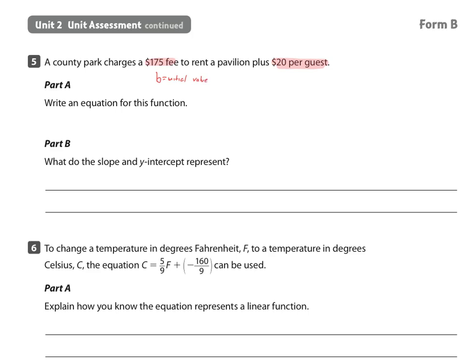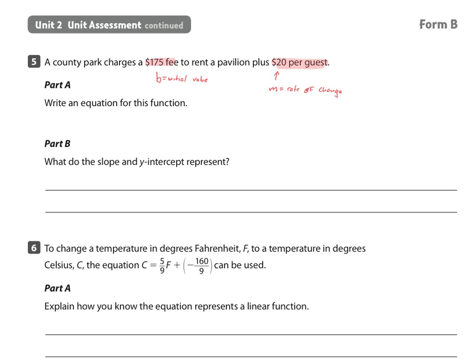It's your initial value because it doesn't matter how many guests you're taking. You still have to pay 175, and that's flat. Now, here is where it changes. It's $20 per guest. So m is going to be your rate of change. So if you invite 0 guests, that number is going to be 0. But if you invite 1 guest, now you're paying $20 for that guest. If you invite 2, now you're going to be paying $40 plus the fee. If you invite 3, you're going to be paying $60 plus the fee, and so on.